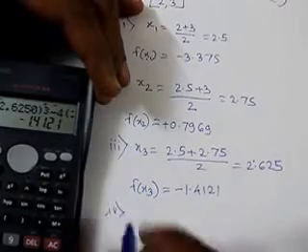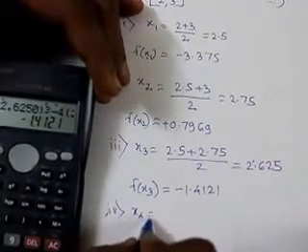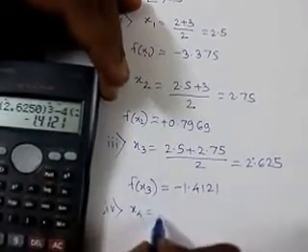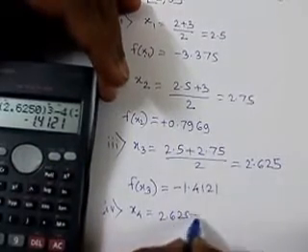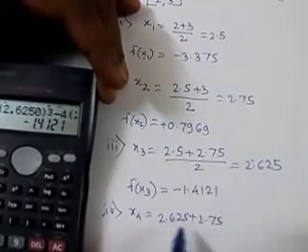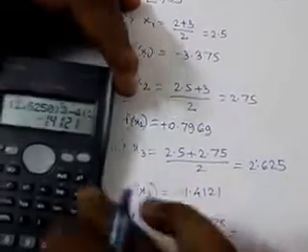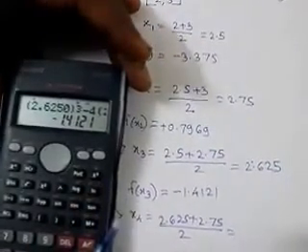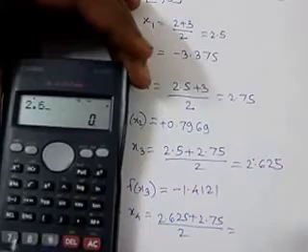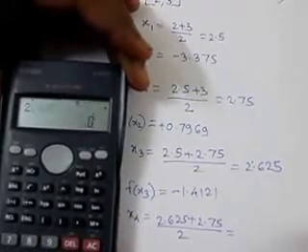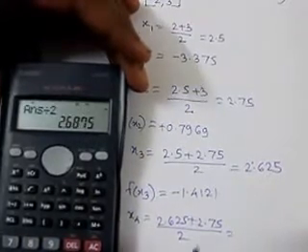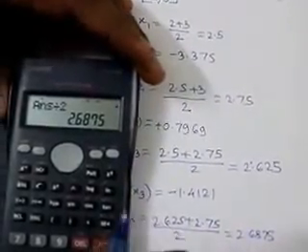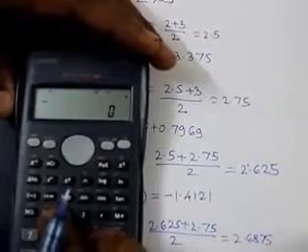So fourth iteration, x4 is equal to (2.625 plus 2.75) divided by 2, which is 2.6875.